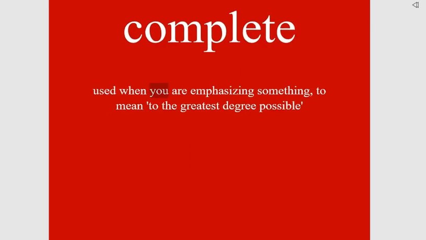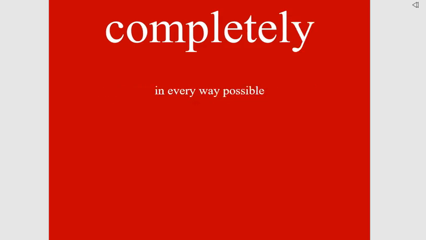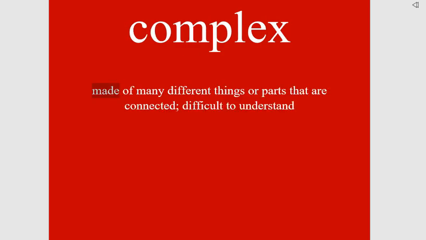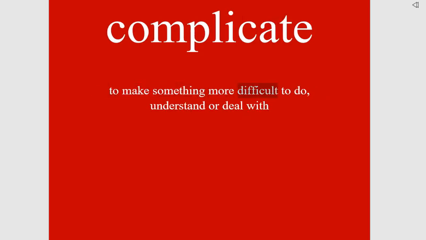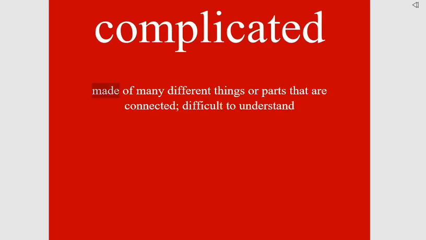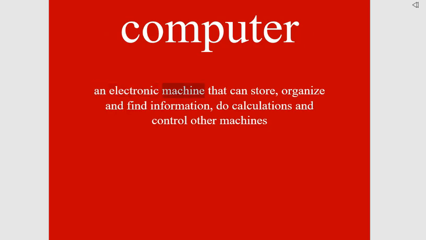Complete. Used when you are emphasizing something, to mean to the greatest degree possible. Completely. In every way possible. Complex. Made of many different things or parts that are connected, difficult to understand. Complicate. To make something more difficult to do, understand, or deal with. Complicated. Made of many different things or parts that are connected, difficult to understand. Computer. An electronic machine that can store, organize, and find information, do calculations and control other machines.